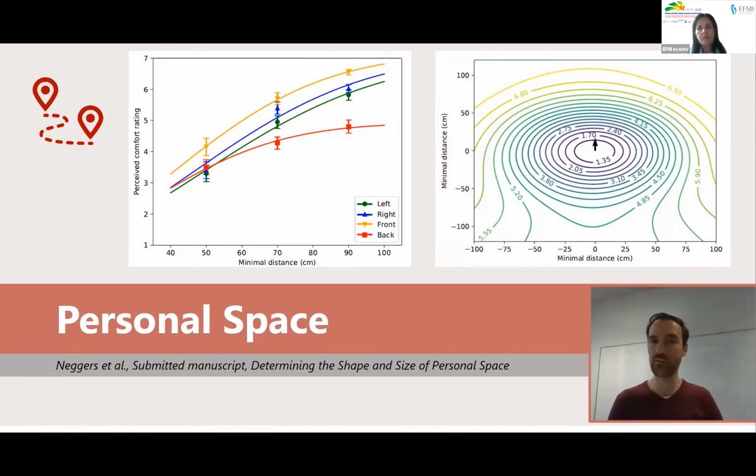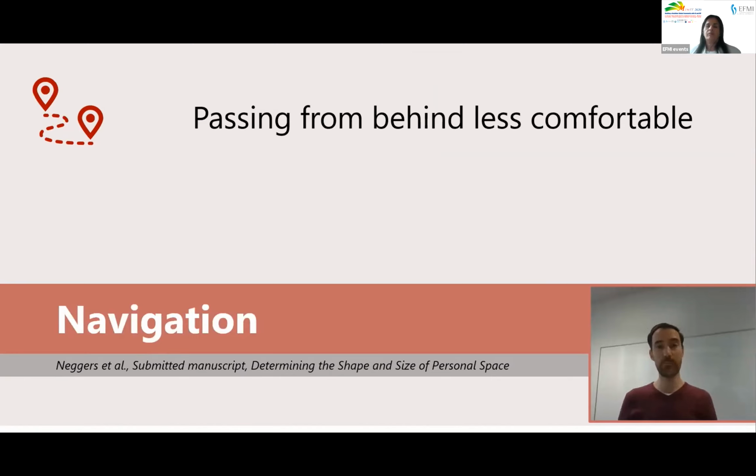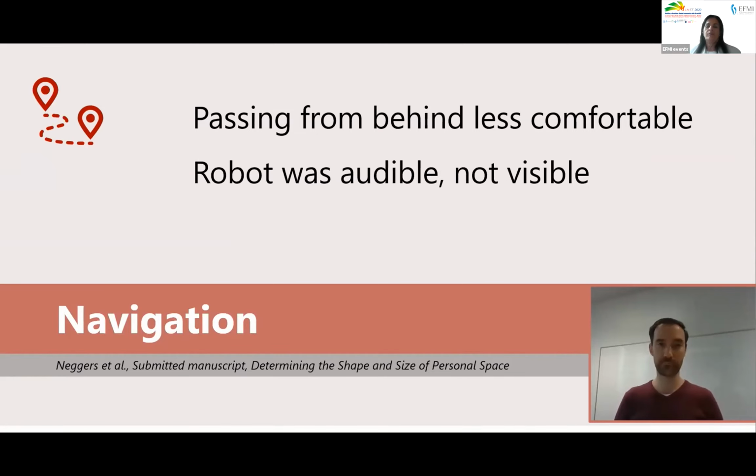What you see here is a little arrow in the middle of this picture. The arrow is pointing up. That means that the person is looking in that direction, to the top of the picture in this case. And here we clearly see that the comfort is lower behind the person, because the same comfort level takes a bigger distance behind the person compared to next to the person or in front of the person. Now, from this, we learned that passing a person from behind is perceived as less comfortable compared to passing a person from other sides.